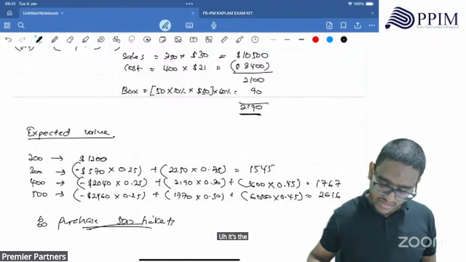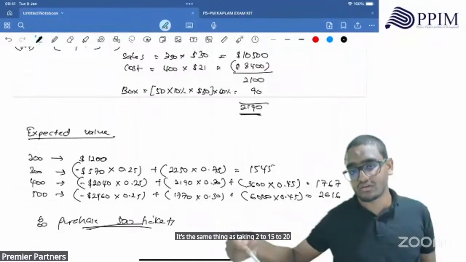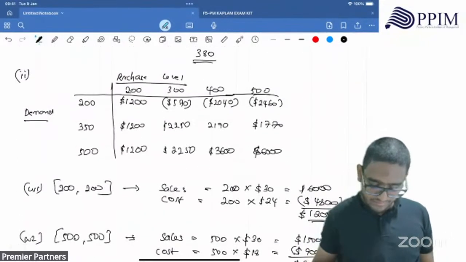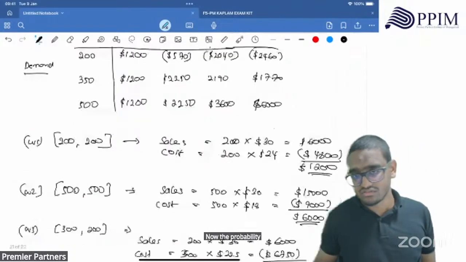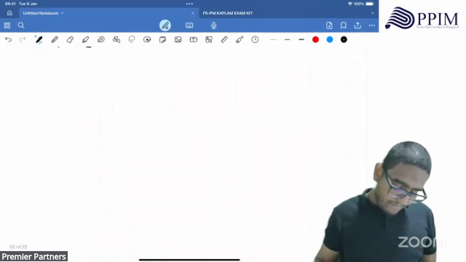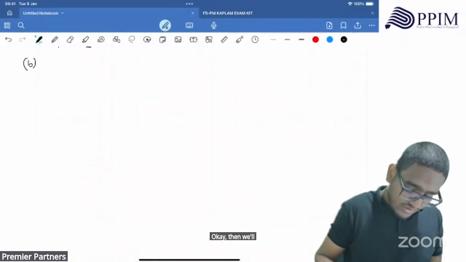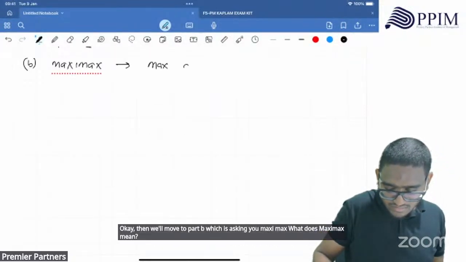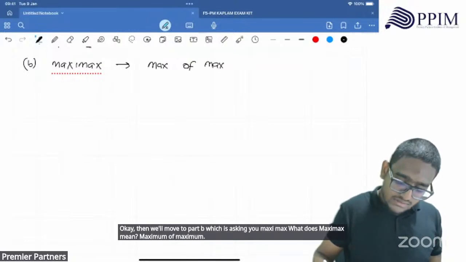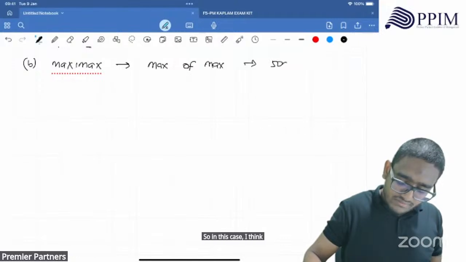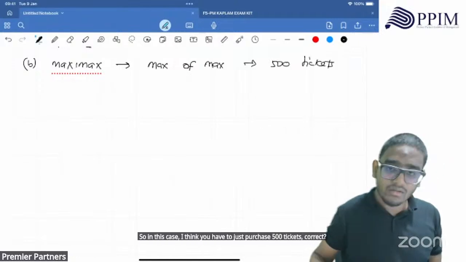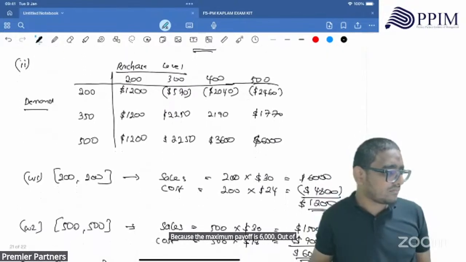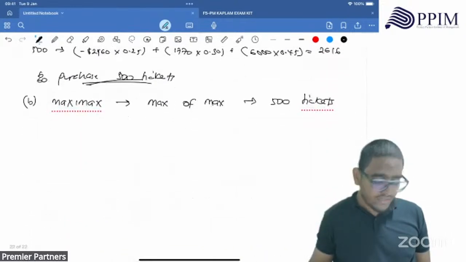It's the same thing, no, as taking 2 to 15 to 0.3 and 2 to 15 to 0.4. Now, the probability to same balance. Okay. Then we move to part B, which is asking you maximax. What does maximax mean? Maximum of maximum. So in this case, I think you have to just purchase 500 tickets, correct? Because the maximum payoff is 6,000. Out of that, you will purchase 6,000. Okay.